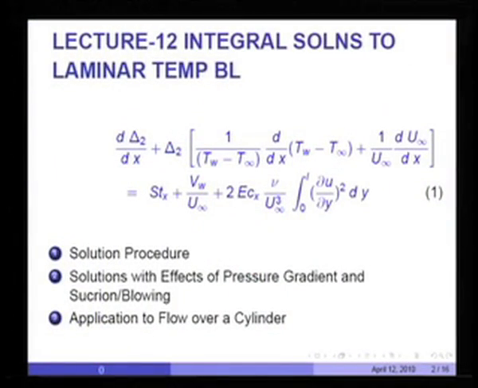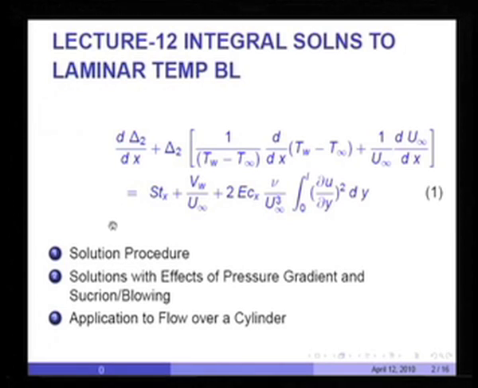In this lecture, we shall now consider integral solutions to the temperature boundary layer equation. The equation, you will recall, is written here: d delta 2 by dx, where delta 2 is the enthalpy thickness, plus delta 2 times the wall temperature variation term, the pressure gradient term, that is the variation of u infinity, equals the Stanton x, which is a dimensionless heat transfer coefficient at the surface, the wall velocity term and the viscous dissipation term.